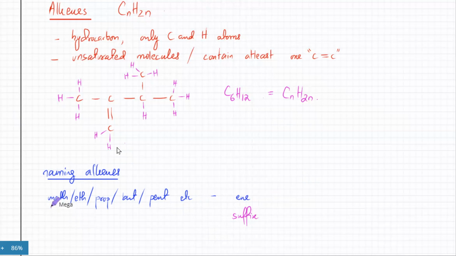The prefix is the same thing. It's the same number of carbon atoms: 1 carbon atom, 2 carbon atoms, 3 carbon atoms, 4 carbon atoms, 5 carbon atoms, and so on. So that's your prefix. It's exactly the same.